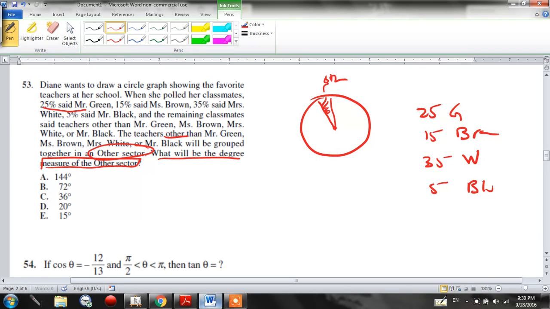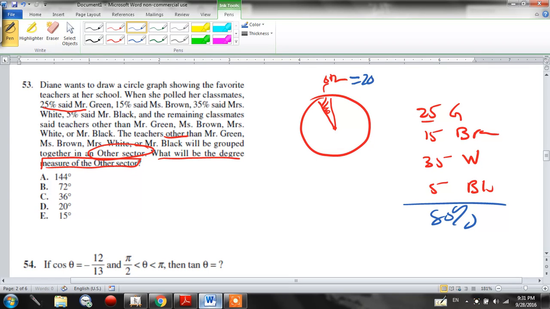Alright, so you're going to have to divide this circle up into these percentages. So 25% of the circle is going to be this, 15% of the circle is going to be that, 35% is going to be this, and 5% is going to be that. If you add all of this up, this is 30, 40, 50, 60, 75, 80. That's 80%. So that's 80% of the circle accounted for.